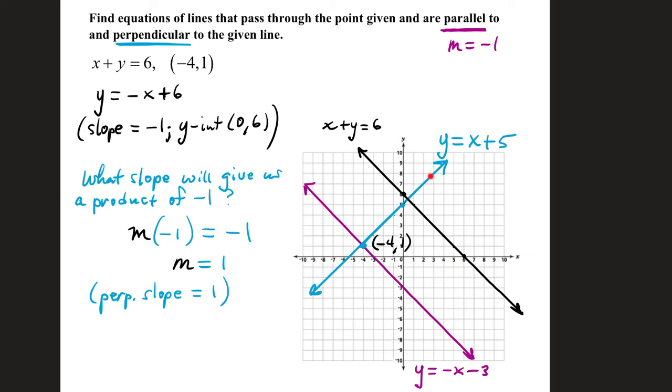The blue line is perpendicular to the black line. That means it intersects at a 90-degree angle. It also passes through the point we were given. The magenta line or purple line is parallel to the black line, and it also passes through the point that they specified.